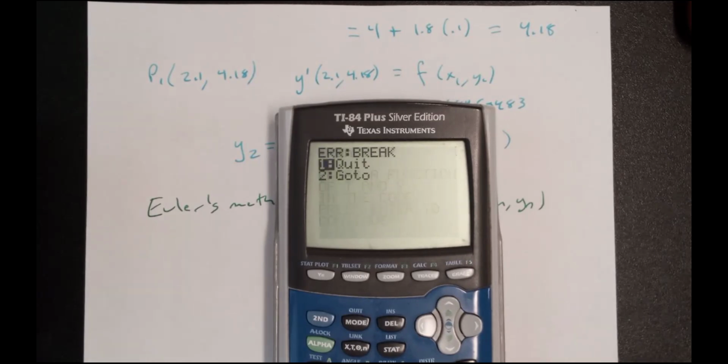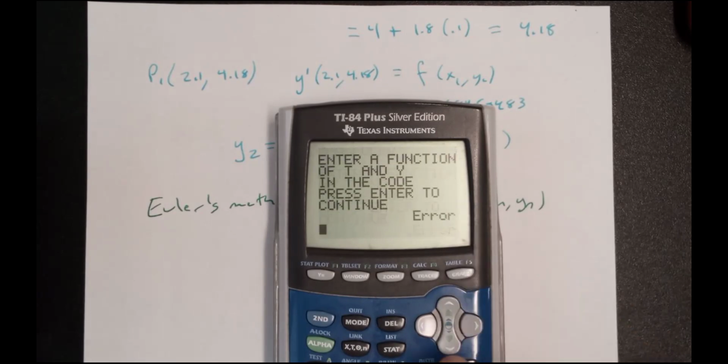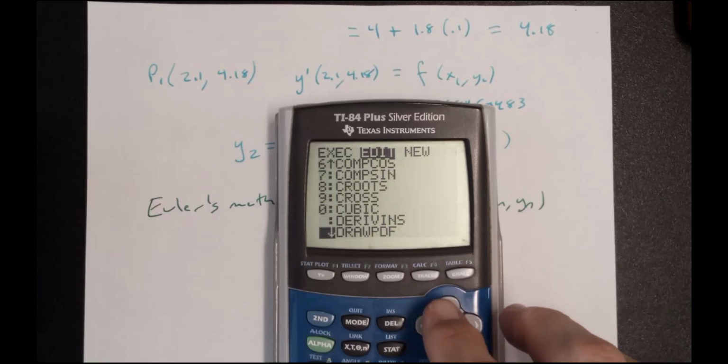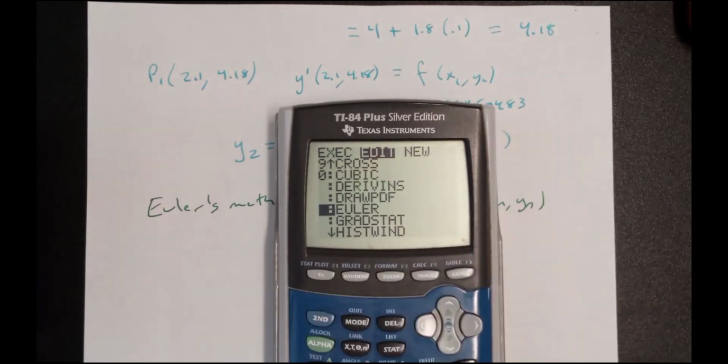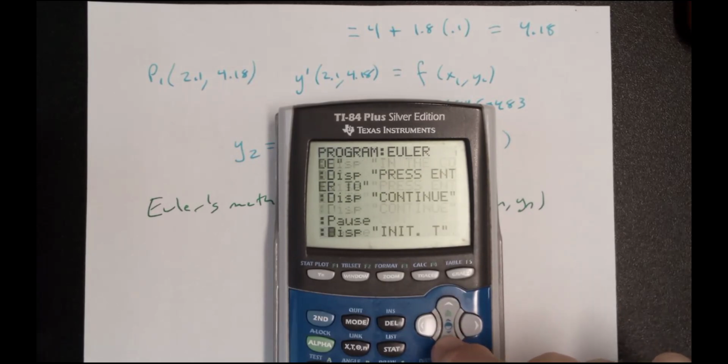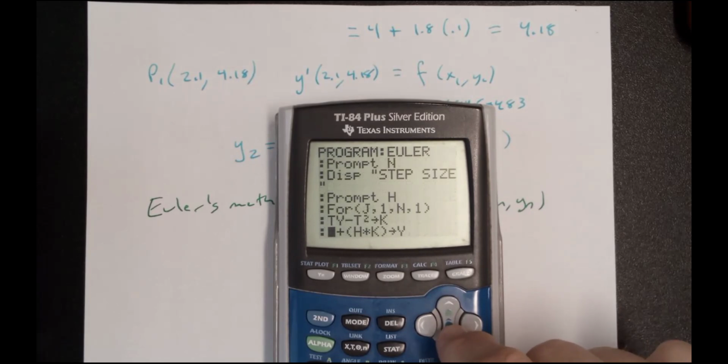So I'm going to quit this and I'm going to go to edit the function. Under program, go down to Euler and hit this thing that says edit. Display, enter a function of t and y, press enter when done. I go down and here, this line right here with the arrow K, the left side of the arrow, is the function I want.